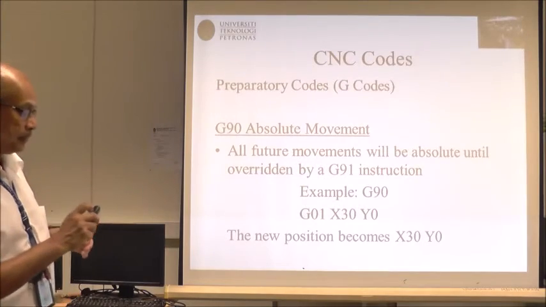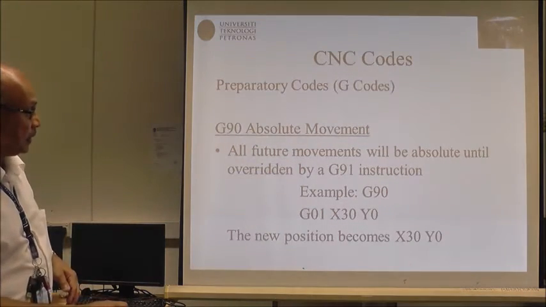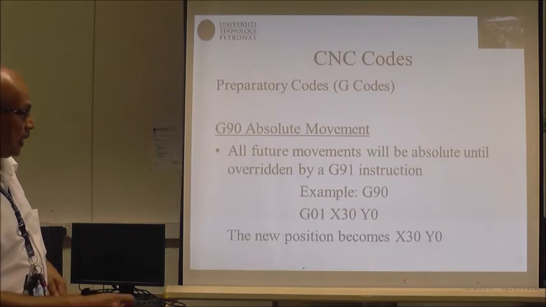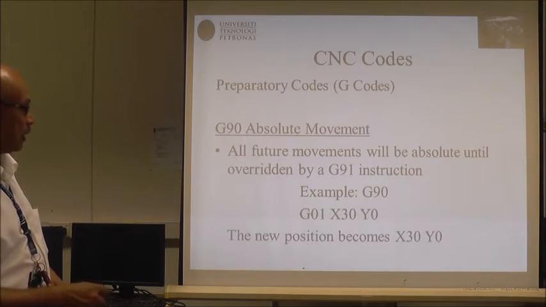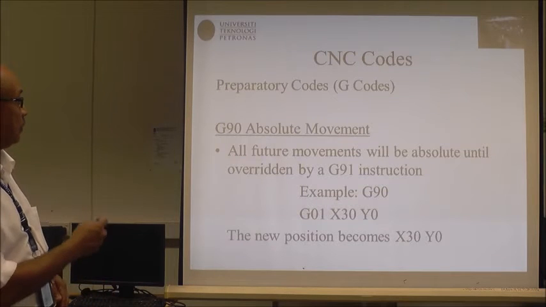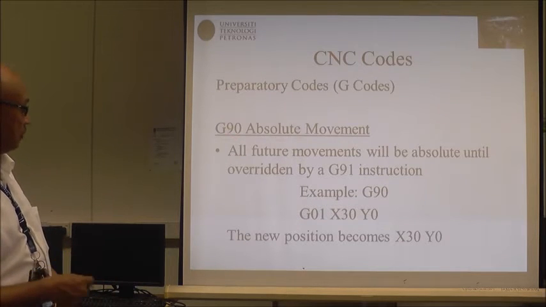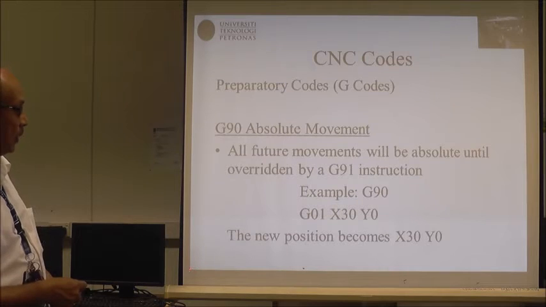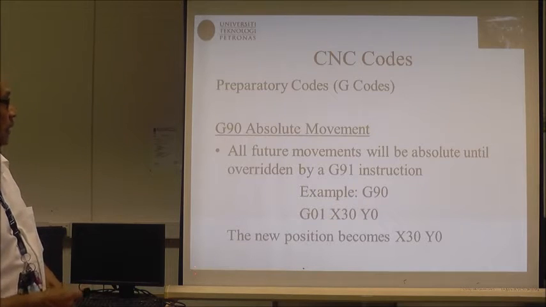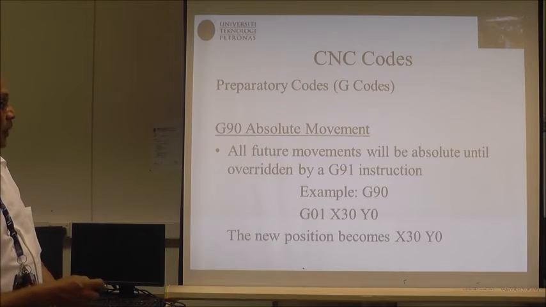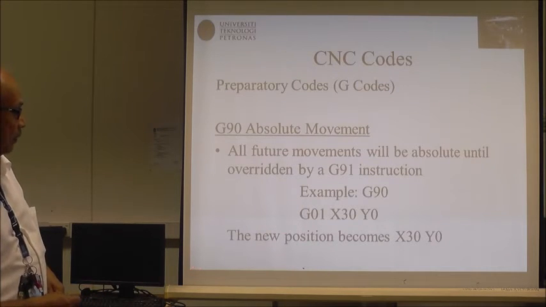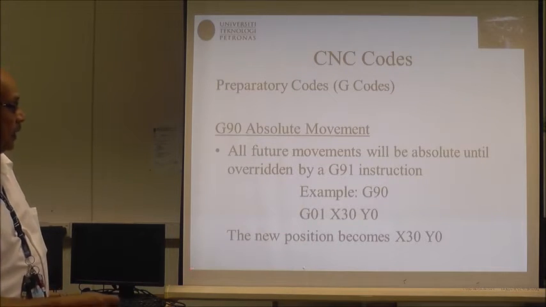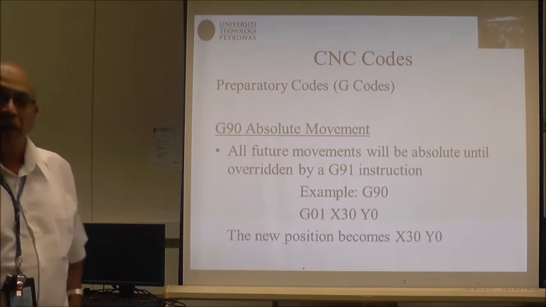Okay, for example, if this is the graph paper, this is the X-axis, this is the Y-axis, so this is X positive, this is Y positive, so the absolute movement is always referring to X0, Y0. Okay, so for all these coordinates, G01, X30, Y0, meaning we are moving from 0 in X to 30 in X, for example, and there's no movement in Y. Okay, next.